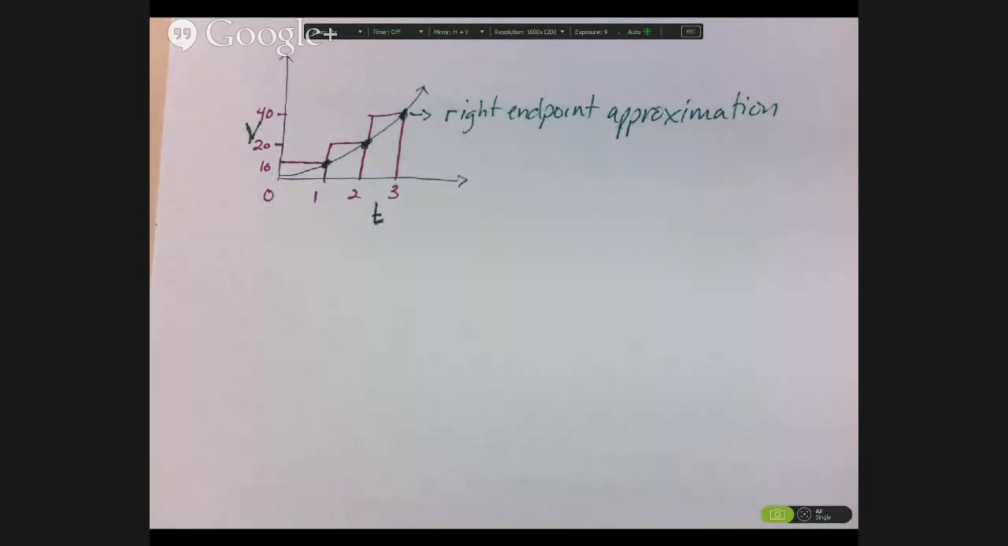You can also do left. If we did left endpoints here, it would be a low approximation, right? And we could also do midpoint approximation, where we do the middle of the rectangle. Okay, it would be pretty close. We can also do trapezoidal. Okay, so there are several different ones. We're just going to hit one today.